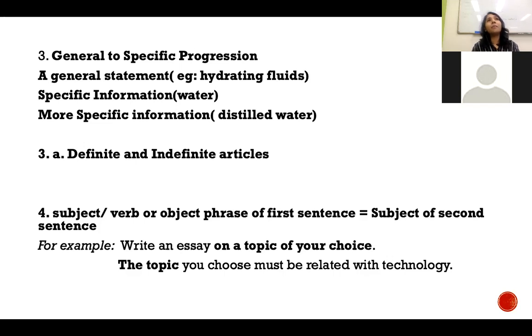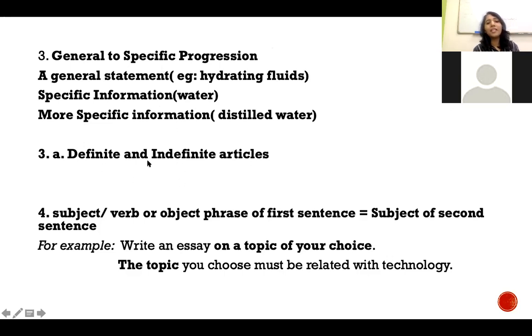And then the next statement would be, distilled water is the purest form of water. So there'll be a general statement that's talking to you about something, and then it progresses, it narrows down, gives you specific information, and then it narrows it further down and gives you even more specific information. Okay, so make note of this. This is a very, very effective way to make pairs.